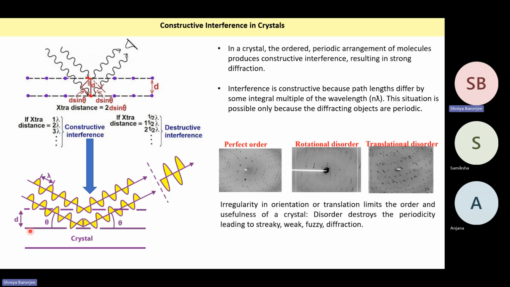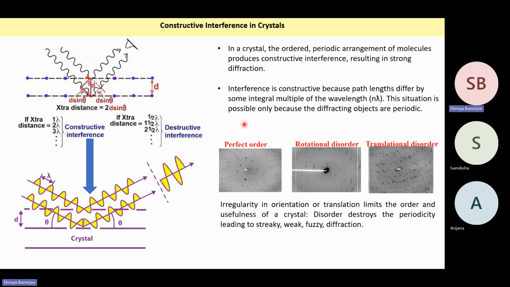So say the distance between the crystal layers, or the wavelength, or the incident angle at which the X-ray has been shined, all these are adjusted in such a way that the net interference that happens is constructive interference, that all the waves are in the same phase. So you can see that if you get a perfect crystal, you will get very well defined dots in the diffraction pattern.